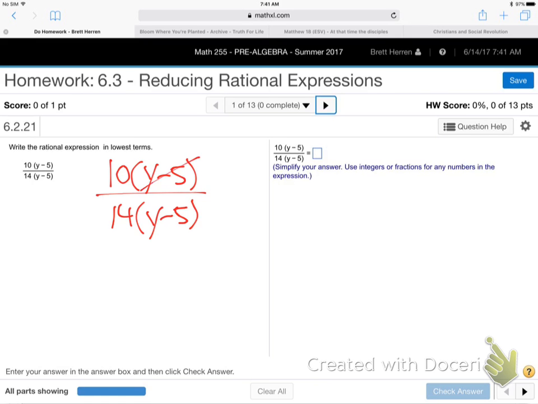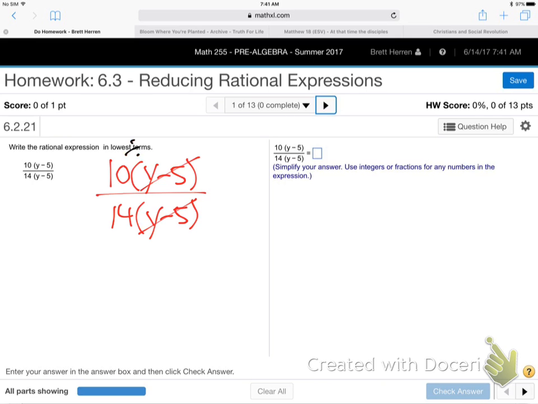Yeah, just bang, bang, first off. Those match, they're gone. Just cancel them out. Boom, boom. Now, all you got left is the 10 over the 14. How do you reduce 10 over 14? Just divide by 2.